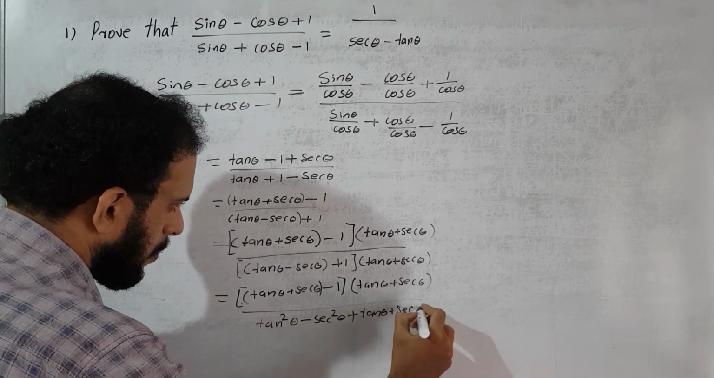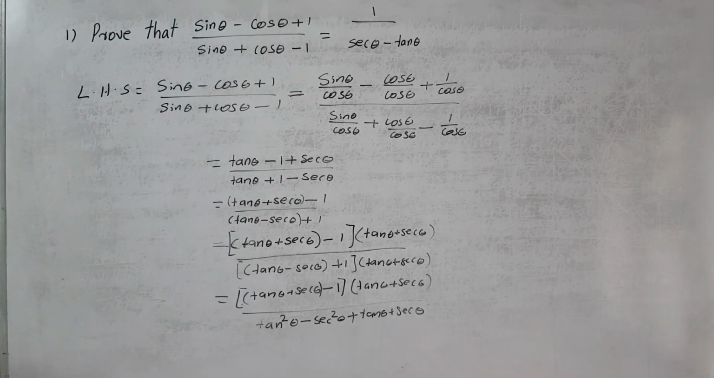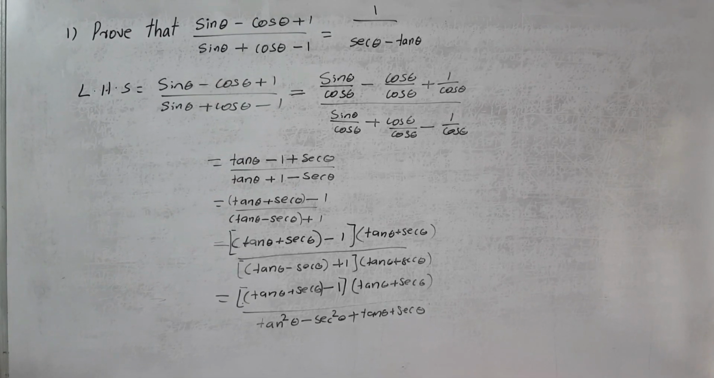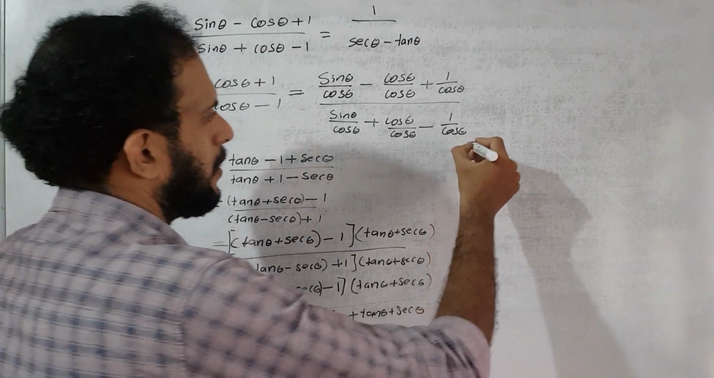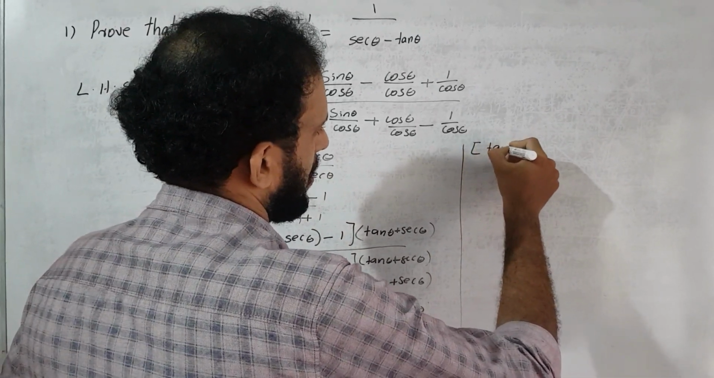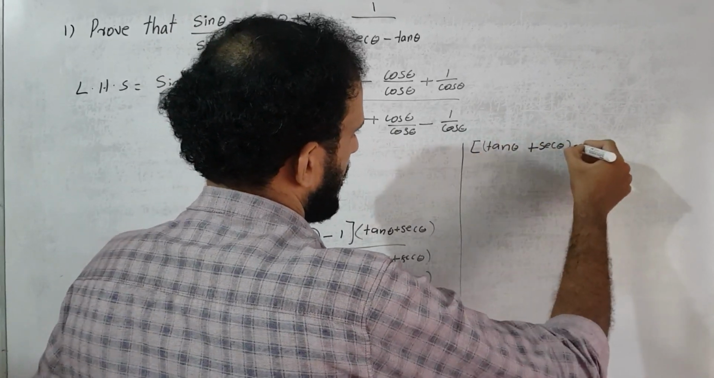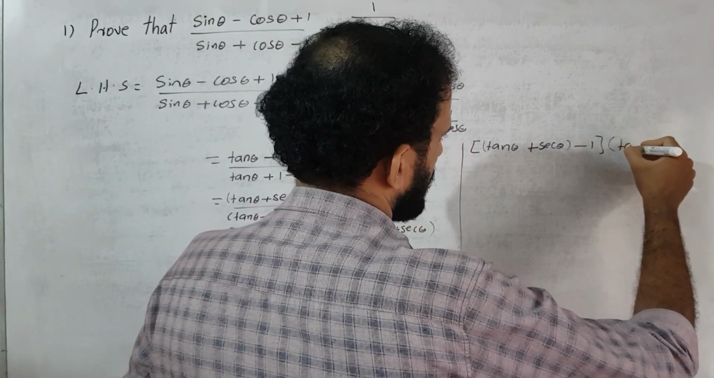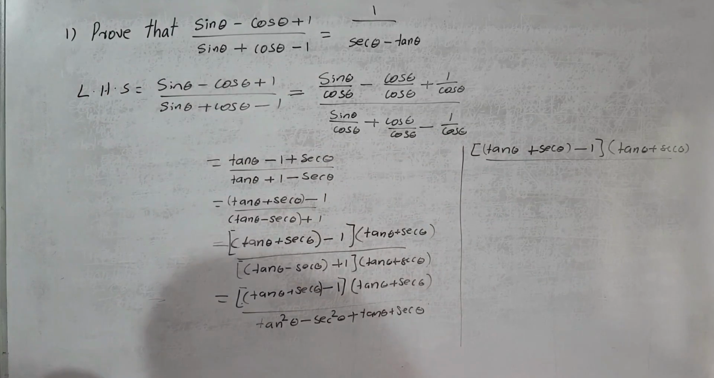Okay, then what do we get in the denominator now? We get the denominator in the form of tan square theta minus sec square theta plus tan theta plus sec theta. Okay, then it is equal to, we do not expand the numerator, it is same, tan theta plus sec theta, okay, minus 1 into tan theta plus sec theta, by, yes, tan square theta minus sec square theta.